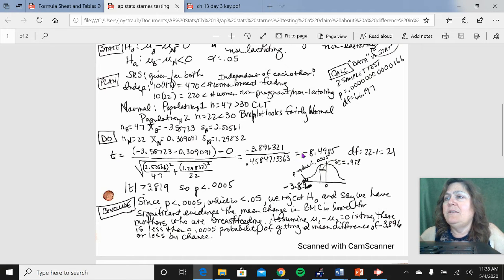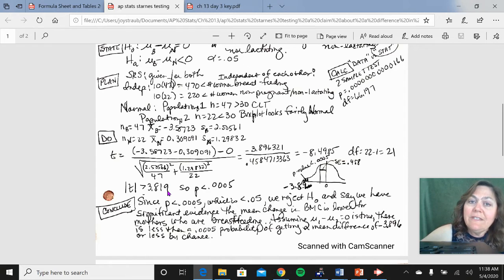And I plugged it into the formula, used my table. It went off the table. Remember, when it goes off to the right, then that means the p-value is less than the last thing off on the chart, because the p-values are getting smaller as you go to the right.